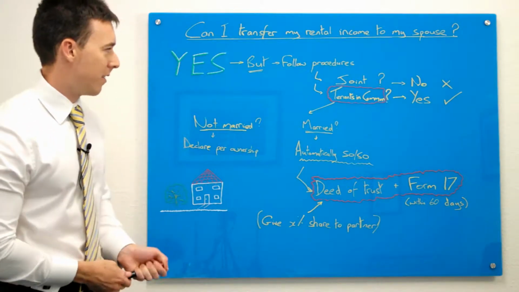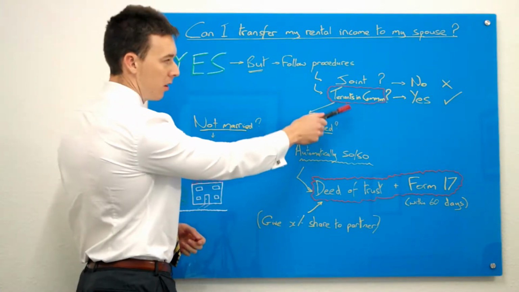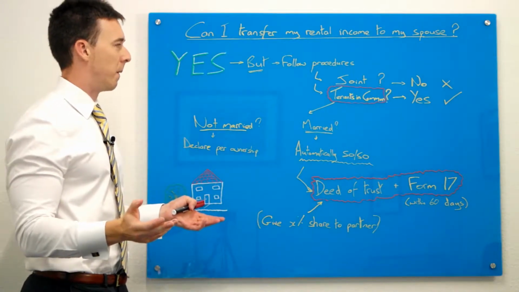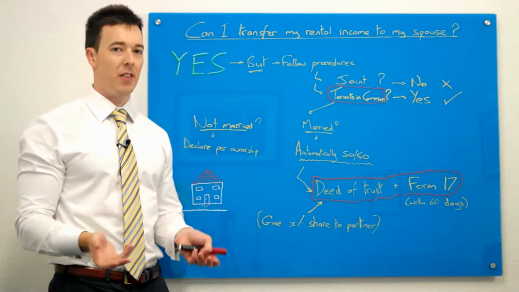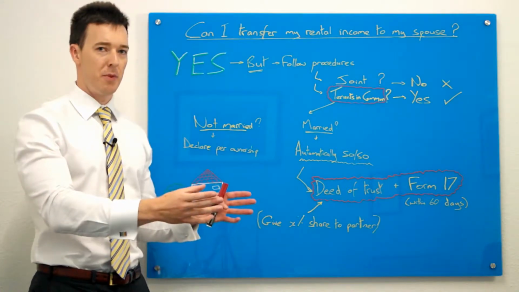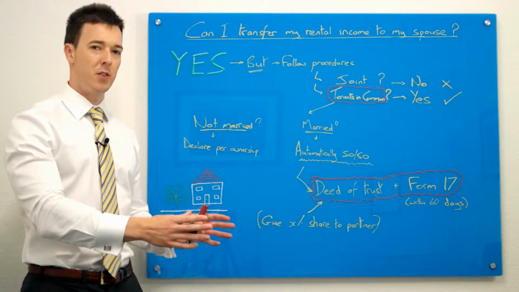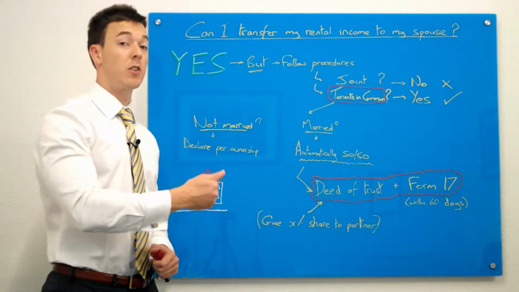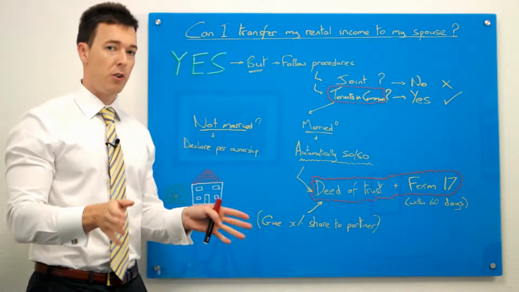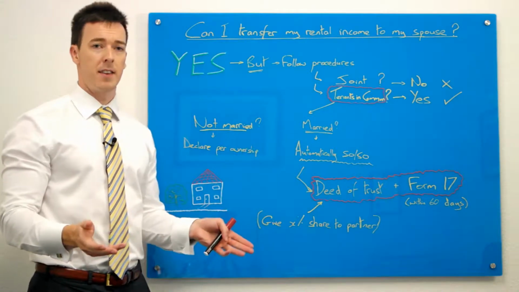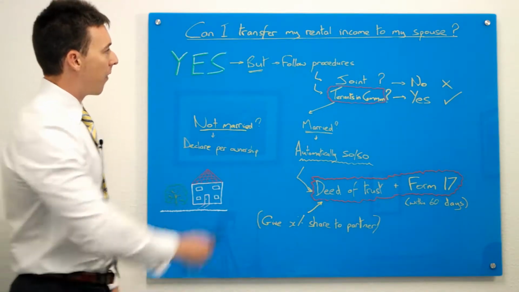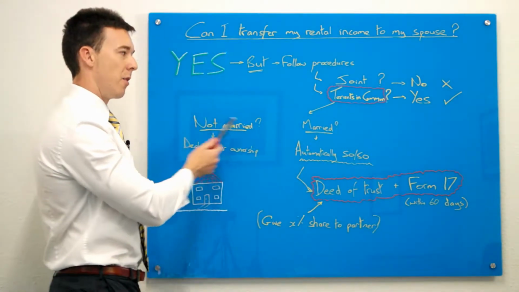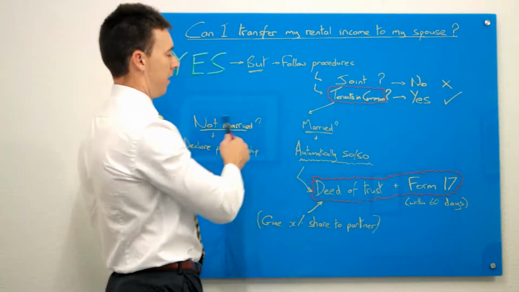Now the alternative is if you hold it as tenants in common, then it is possible to have a different holding. So one person could in theory have 75% ownership of the house, another person could have 25%, and then you could elect to split your rental income per your entitlement to the asset if it was to be sold. First of all, it's got to be tenants in common. Secondly, are you married or are you not married?